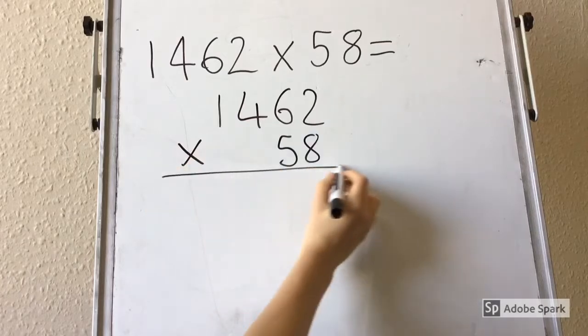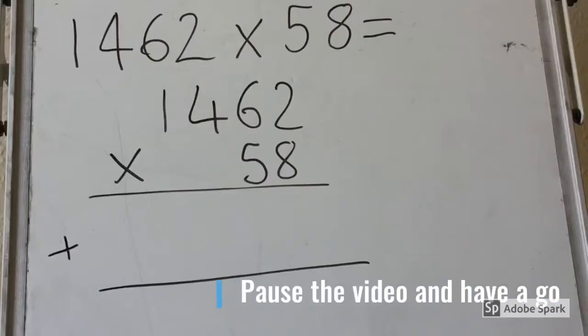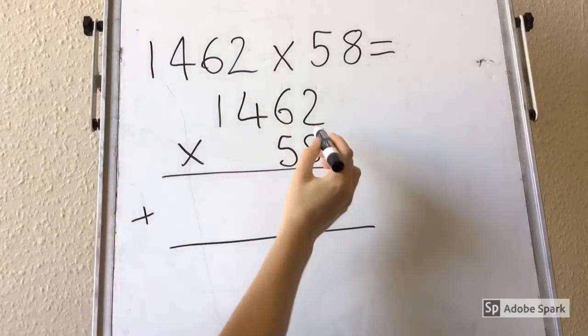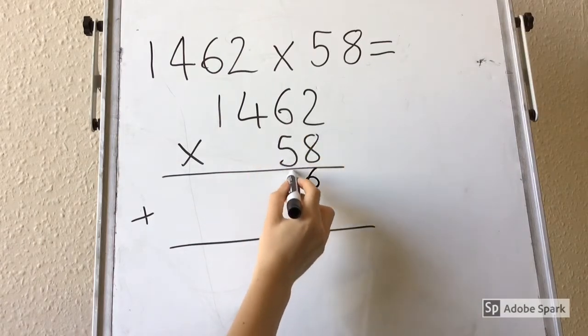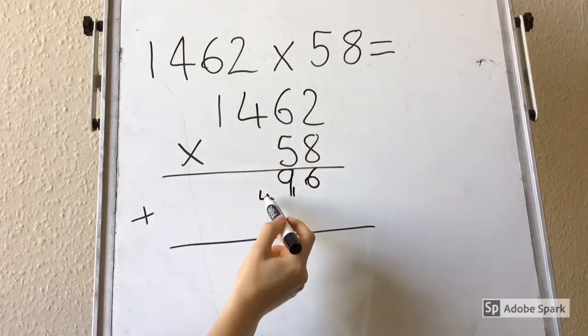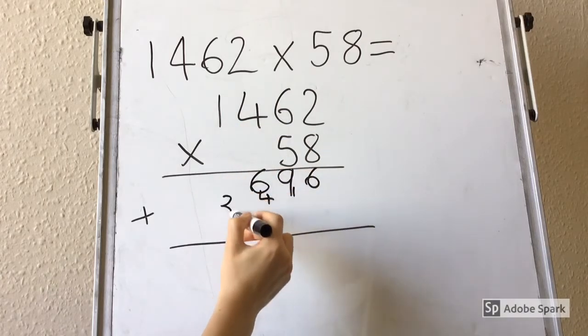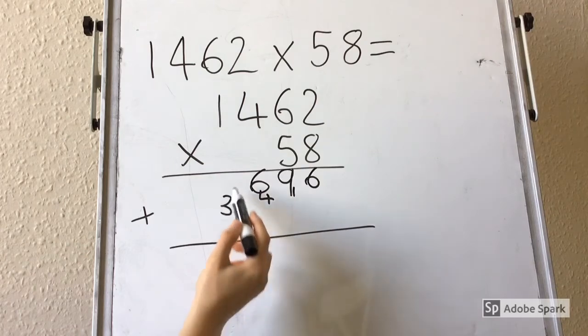Here's another example to have a go at. Remember to complete all 3 steps carefully. Step 1, 8 times 2 is 16, carry the 1. 8 times 6 is 48, add 1 is 49. 8 times 4 is 32, add 4 is 36. 8 times 1 is 8, add 3 makes 11.